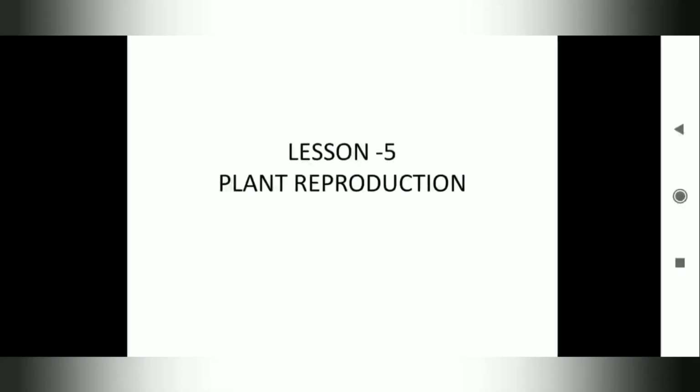reproduction of new plants. Now, what does the word reproduction mean? Reproduction is giving birth. As your parents have given you birth, similarly, mother plants give birth to baby plants. But how does this happen? So let's study in detail the next lesson, that is lesson number 5, plant reproduction.